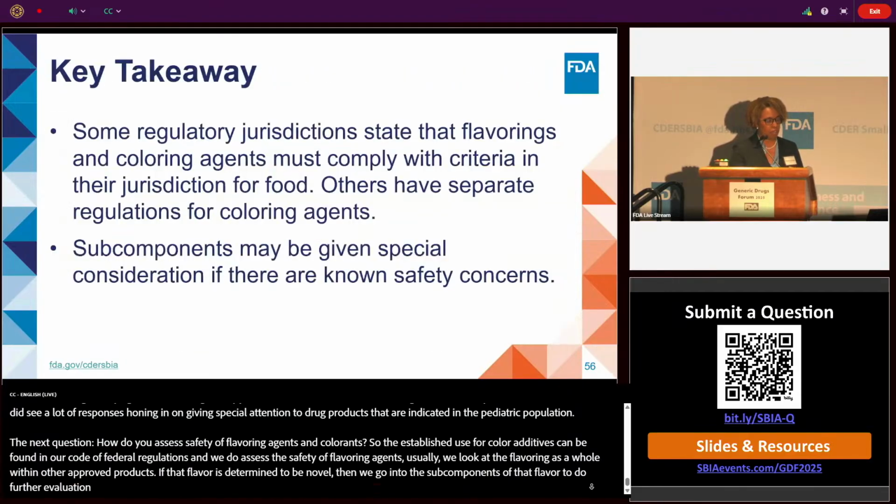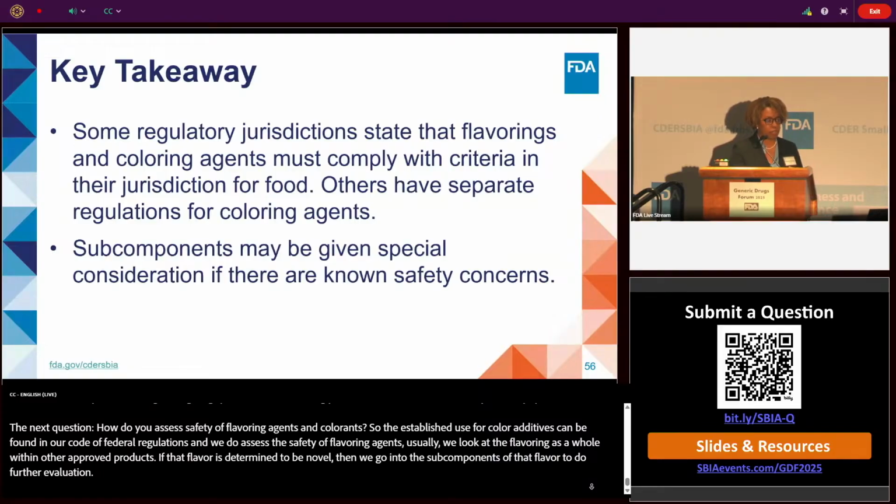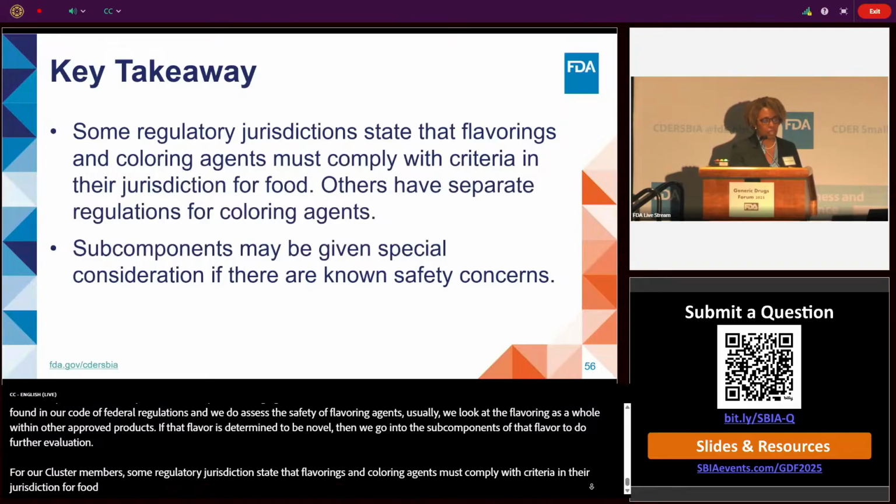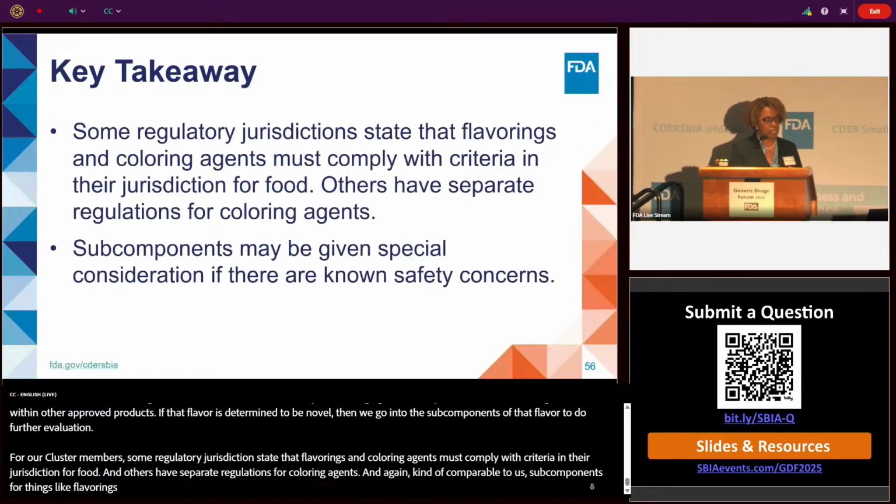For our cluster members, some regulatory jurisdictions state that flavorings and coloring agents must comply with criteria in their jurisdiction for food, and others have separate regulations for coloring agents. And again, comparable to us, subcomponents for things like flavorings may be given special consideration if there are known safety concerns like benzyl alcohol.